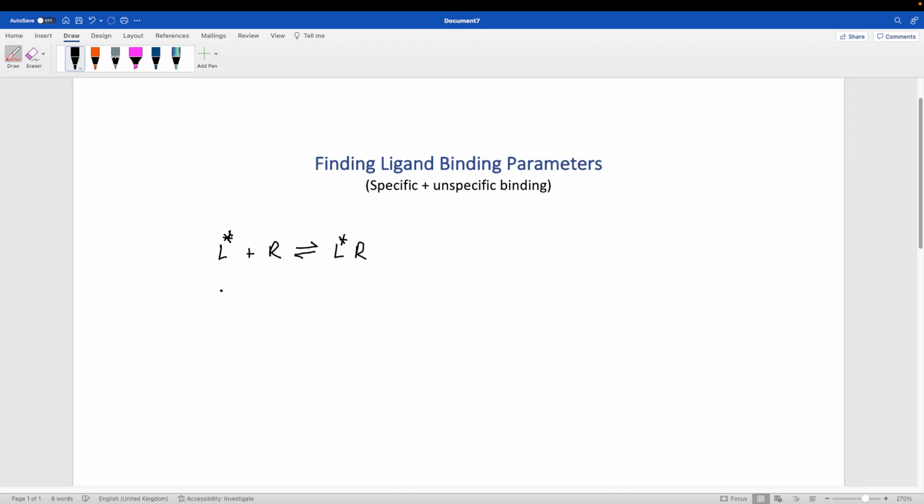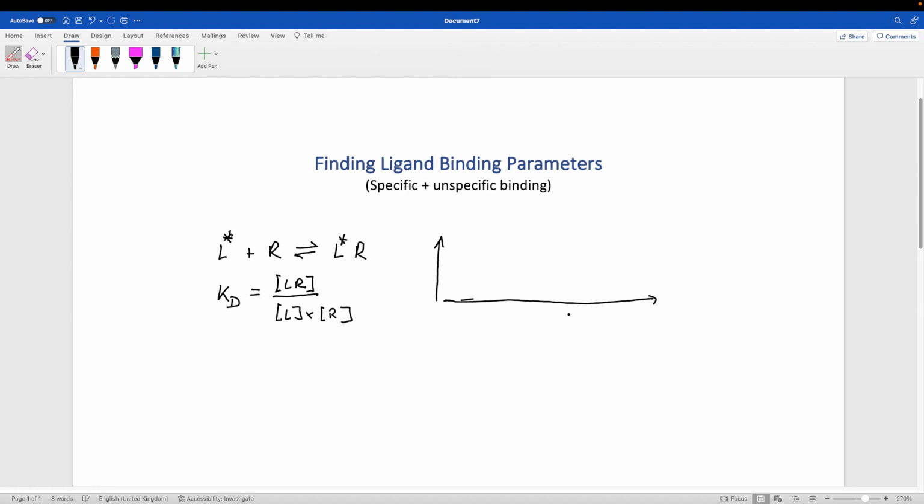And we said we can define a KD for that. That is simply the concentration of the ligand receptor complex divided by the product of the ligand and the receptor. We said we can actually model this behavior, and this would be with an absorbance curve.